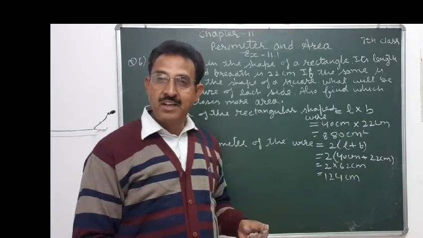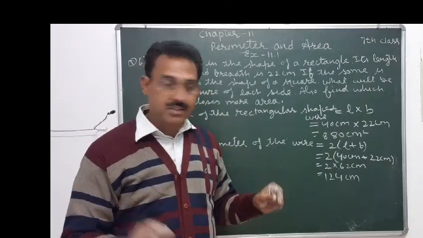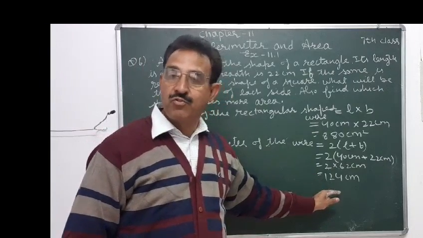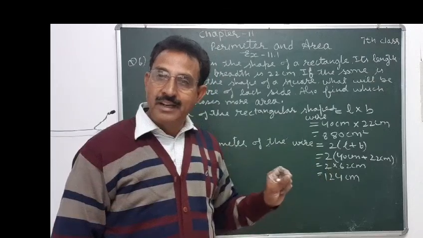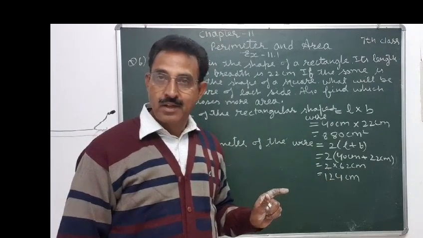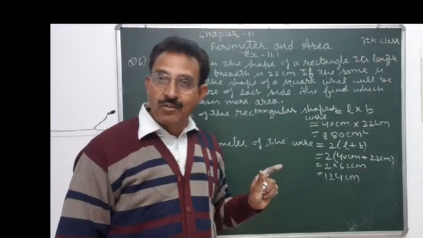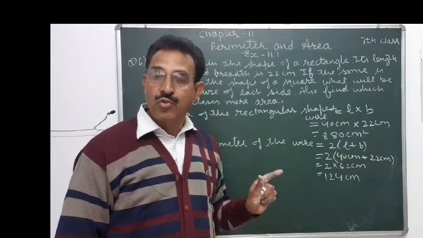So what can we infer from it? This means the length of the wire is 124 centimeter, and this is to be rebent to form a square shape. That means we must know what the perimeter of a square is. The perimeter of a square is 4 into L.